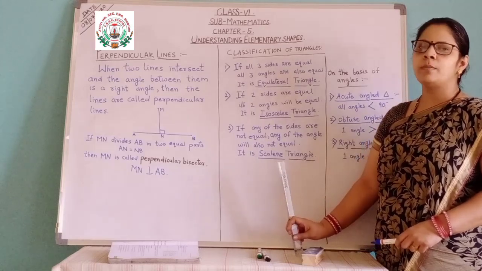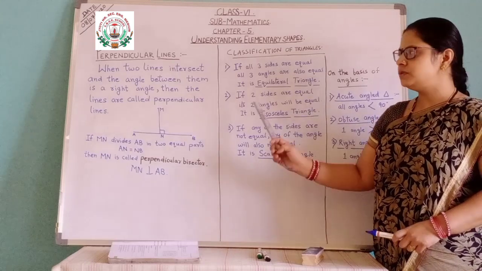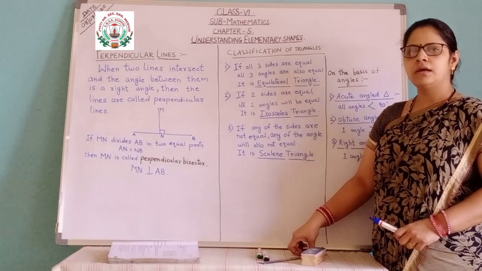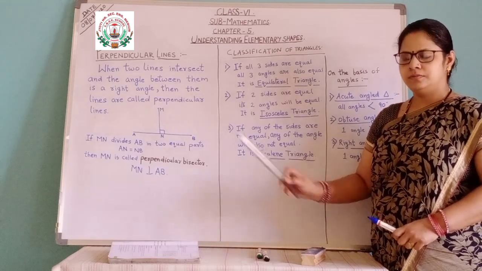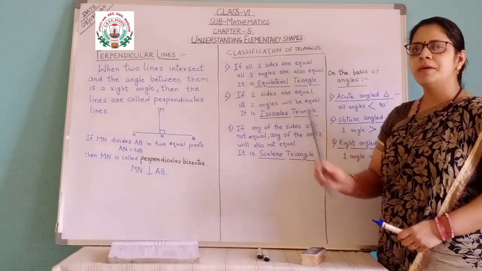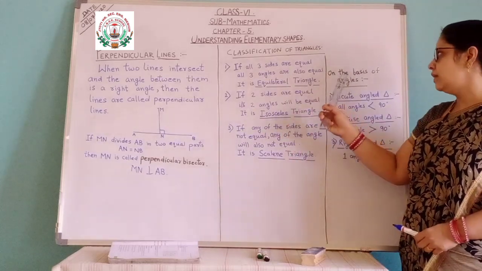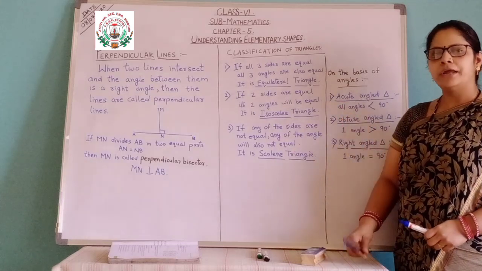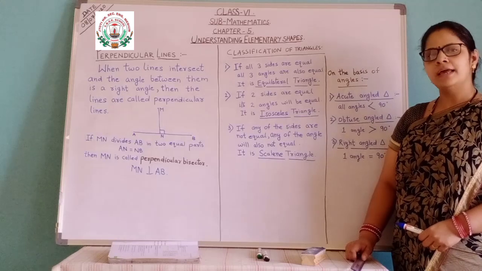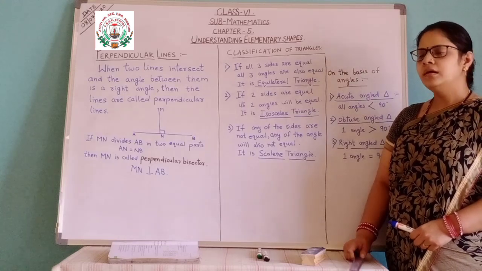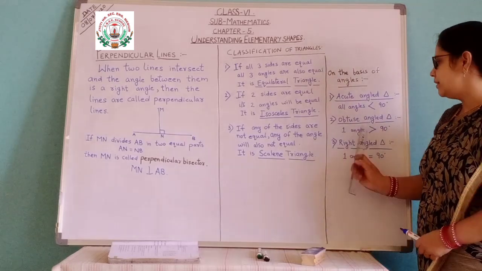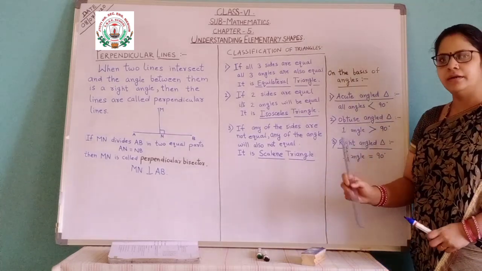Now if you talk about the angles. We have seen angles in the previous class: acute angle, obtuse angle, straight angle, right angle, all those we have seen. So on the basis of the angles, an acute angle is less than 90 degrees, a right angle is equal to 90 degrees, and an obtuse angle is greater than 90 degrees.